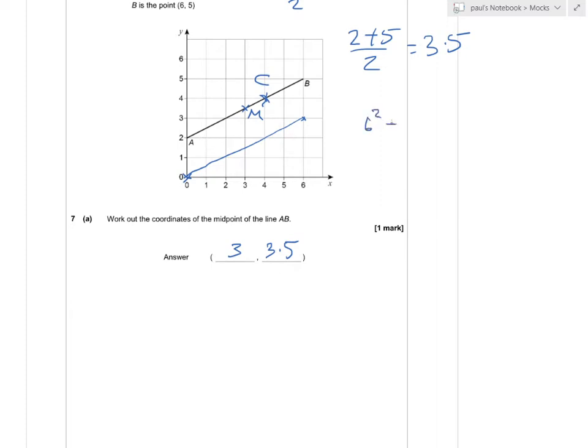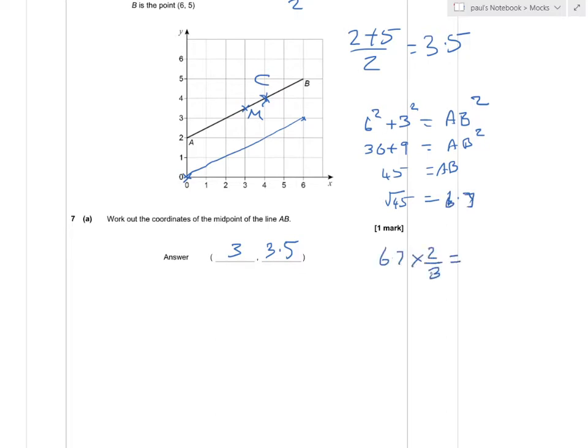So 6 squared plus 3 squared equals AB squared. 36 plus 9 equals AB squared. So that's 45 equals AB squared. So the square root of 45 is the length of the line, which is 6.7. And we've got 2/3. So 6.7 times 2 divided by 3 is 4.47.